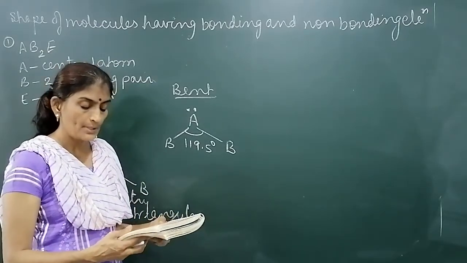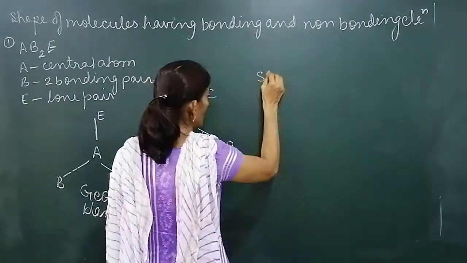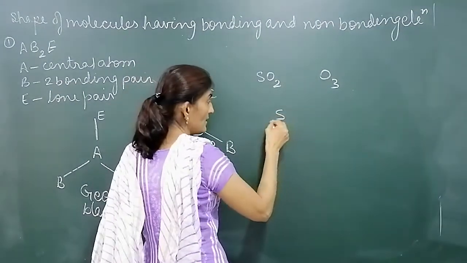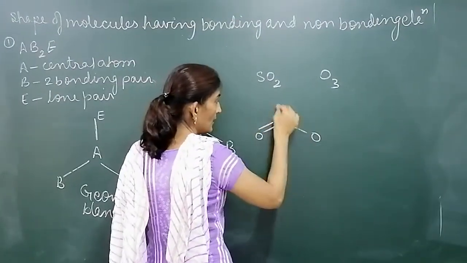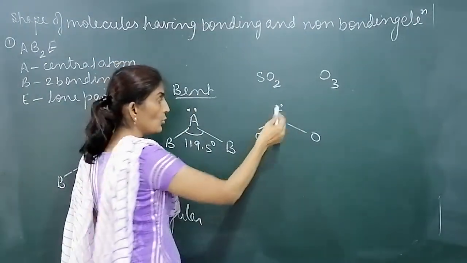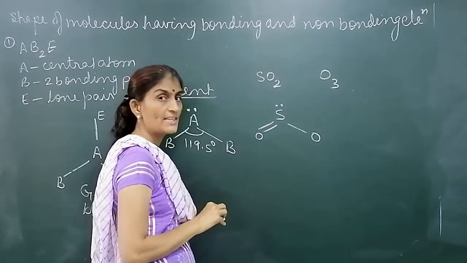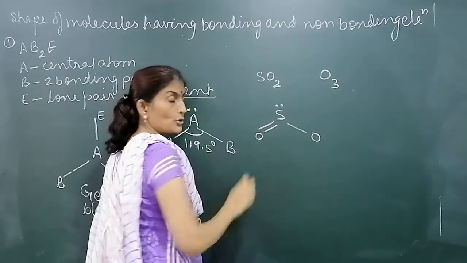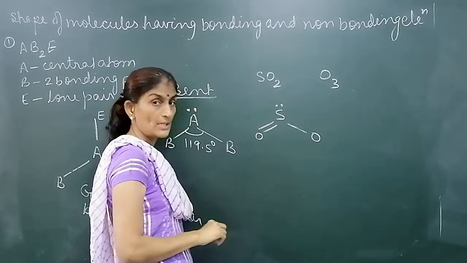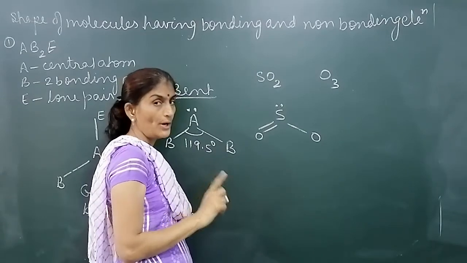If you see the example, then it is SO2 and O3. SO2, O3. What is the shape of sulfur dioxide? I told you we have to see 3 electron pair around sulfur. One is lone pair and 2 bond pair. Double bond will be considered as single bond. I told you earlier in VSEPR principle. So total 3 electron pair around sulfur, 2 are bonding pair and 1 is lone pair. So what is the shape of sulfur dioxide? Bent, and bond angle is 119.5 degree.